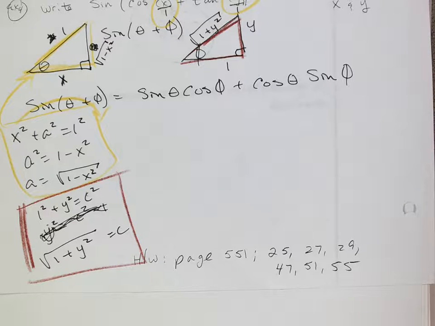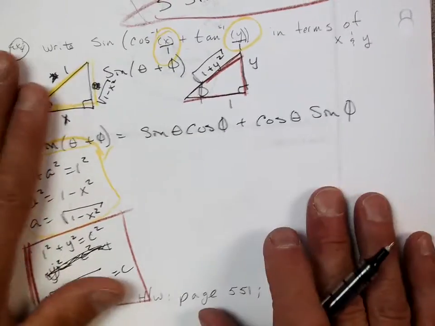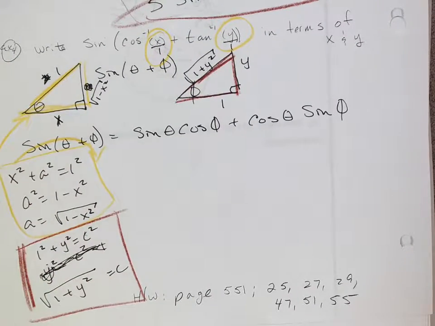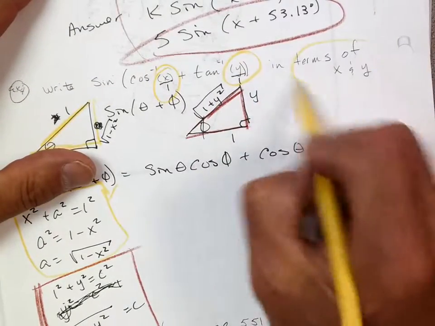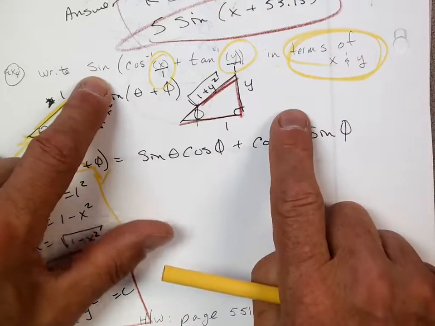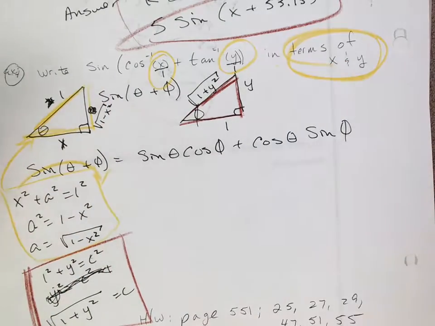Okay? So now, let's finish this thing up. So here's, real quick, our answer. Before I give you the answer, before we do it, let's look right here. What's the question? In terms of x and y, right? The question is write this in terms of x and y. So let's take a look and do it. So how do you do it?